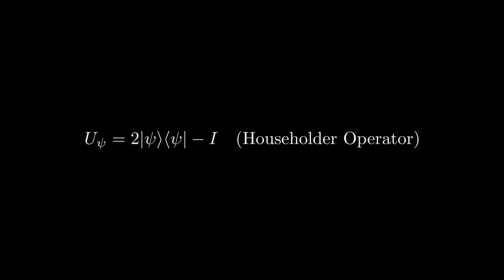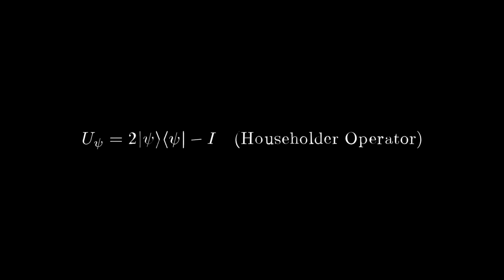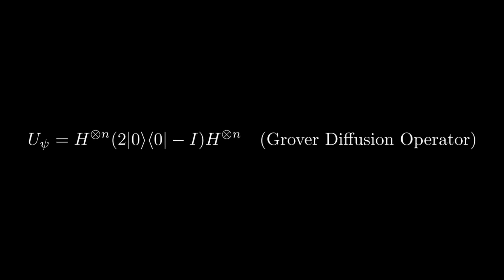Well, we can write a reflection about psi via the Householder operator 2|psi><psi| minus I, which is essentially an operator that negates the component orthogonal to psi and leaves the rest unchanged. The reflection about psi is known as the Grover diffusion operator and can be written in terms of a reflection about 0 by factoring out the Hadamard transform. This remaining operator simply maps 0 to 0 and x to minus x for x greater than 0.